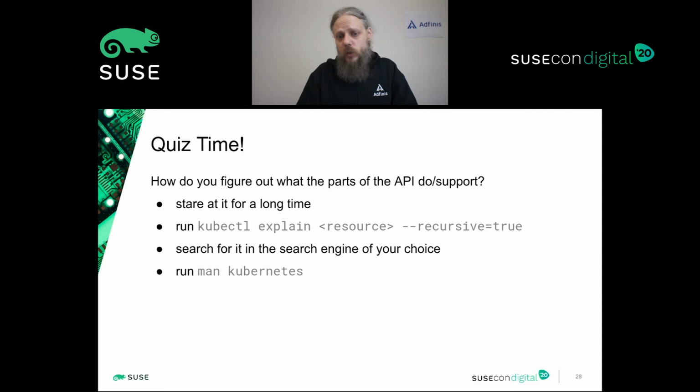How can you figure out what parts of the API do what they support? In this case, there's only one correct answer, and that's using kubectl explain. Often you'll want to look at the reference documentation online instead of trying to figure all this out using the command line.